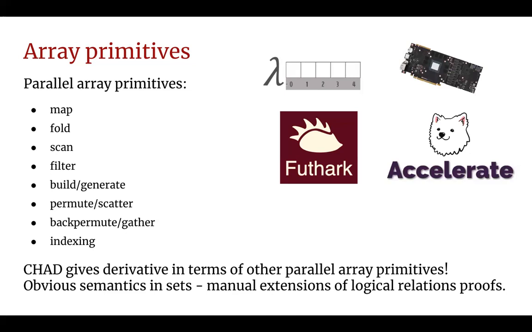And again, the logical relations proof is compositional. So we just need to check one case for each operation that we add.